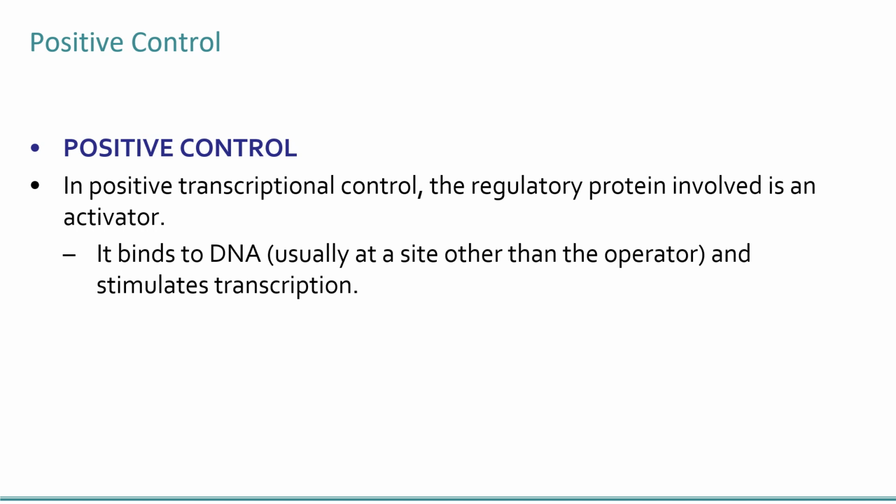Under positive control, our regulatory elements stimulate gene expression. So we call this an activator. The activator is going to bind to the DNA and help stimulate transcription. Now we talked about transcription factors back in our chapter on transcription, and we learned that these transcription factors help to guide our RNA polymerase. So in this case, they are acting as activators. Once we know we need to turn the gene on, then an activator binds to the DNA and encourages transcription to take place.